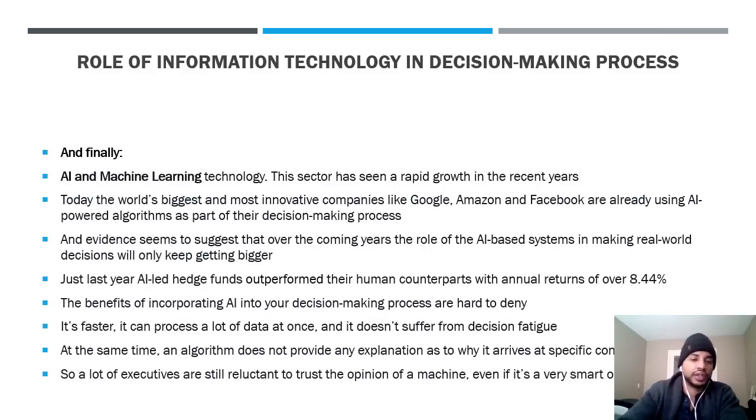And AI, machine learning technology. That's the last one. So these are basically ways that AI helps businesses. This sector has seen rapid growth in recent years. Today, the world's biggest and most innovative companies like Google, Amazon, and Facebook are already using AI-powered algorithms as part of their decision-making process. And evidence seems to suggest that over the coming years, the role of the AI-based system in making real-world decisions will only keep getting bigger.